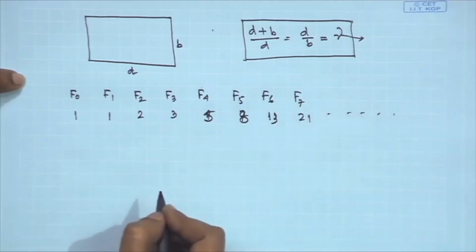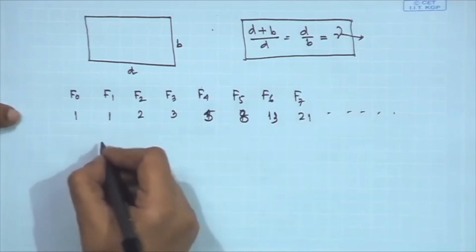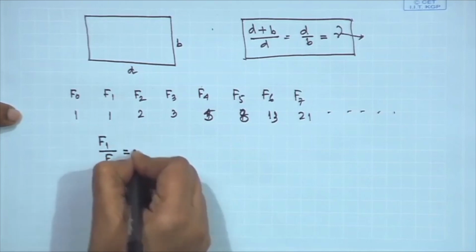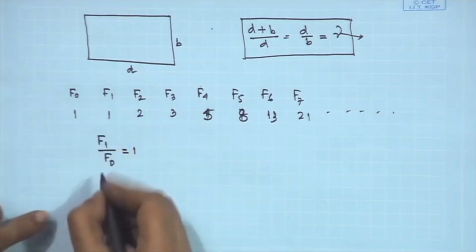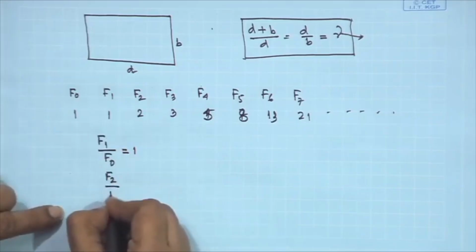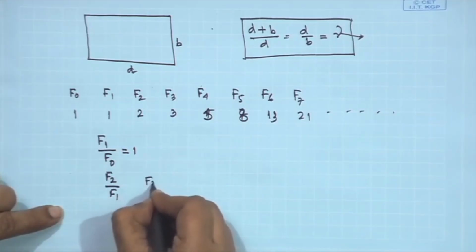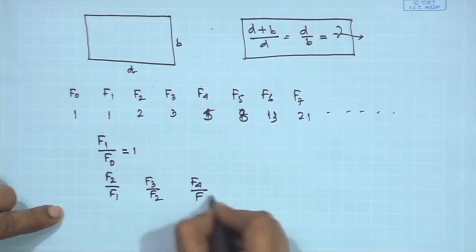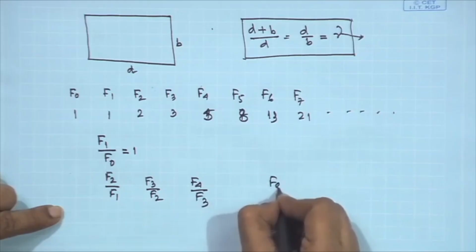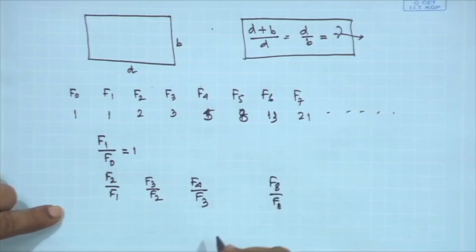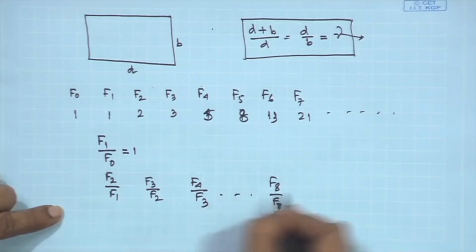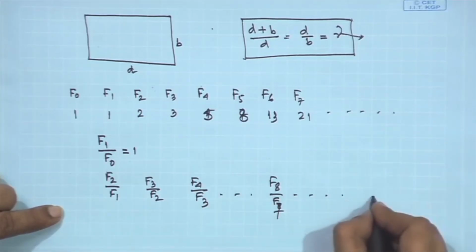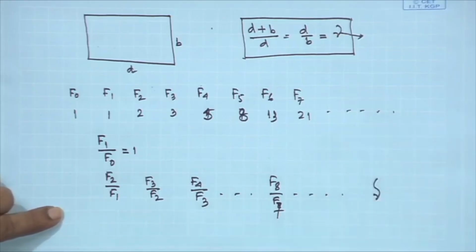If we consider fn by fn minus 1, that is f1 divided by f0, take the ratio of it, this is 1. Take the ratio of f2 by f1, take the ratio of f3 by f2, again consider f4 by f3, and so on. If I proceed in this way, we will see that this ratio will converge to the value of gamma.